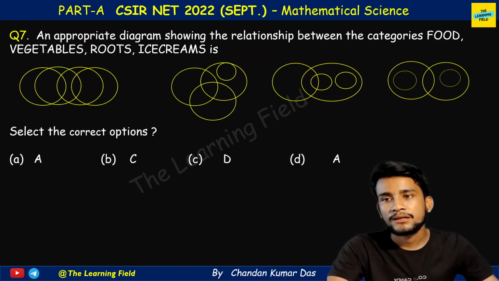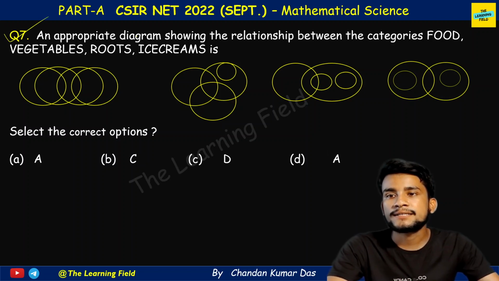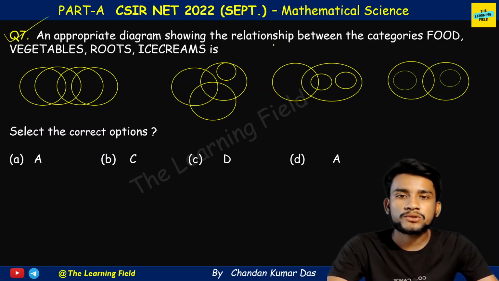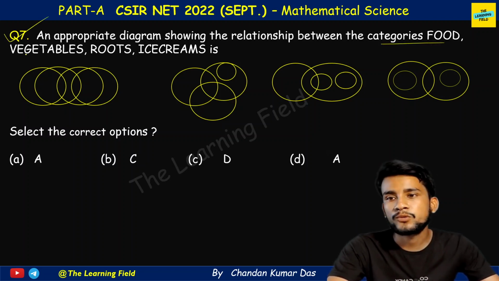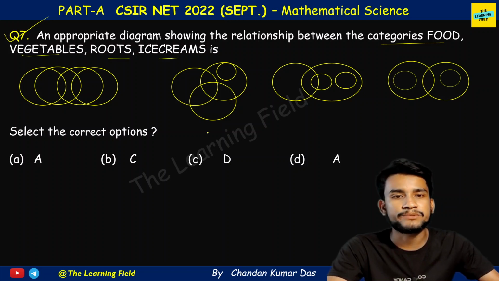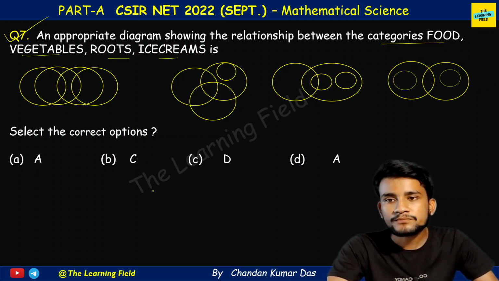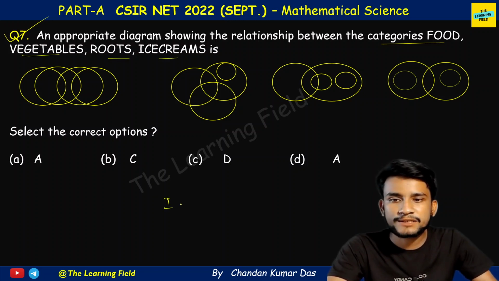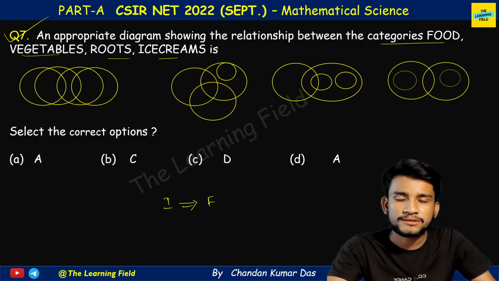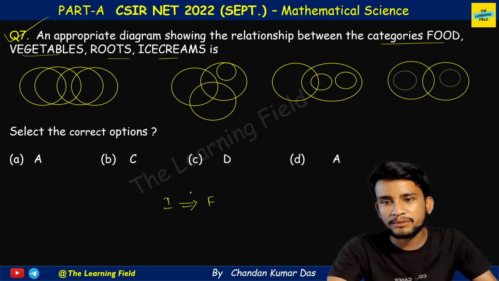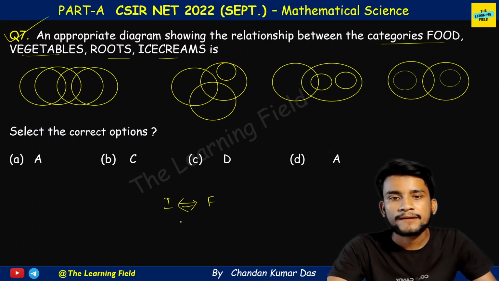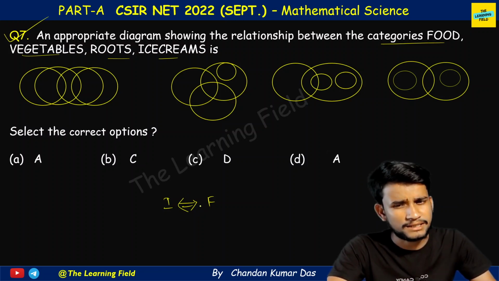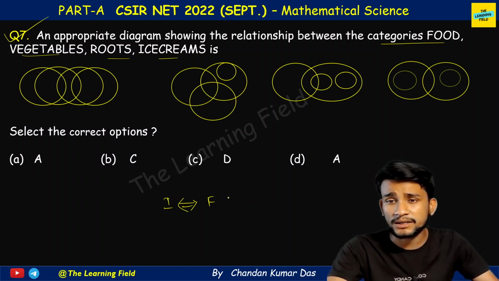Okay, now going to question number 7. It says to choose an appropriate diagram showing the relationship between the categories of food, vegetables, roots and ice creams. So here see, ice cream implies food, but conversely food does not imply ice cream. Maybe this type of condition occurs.